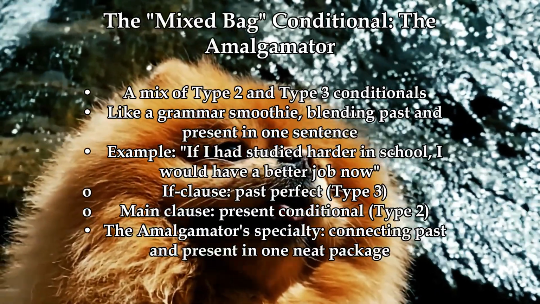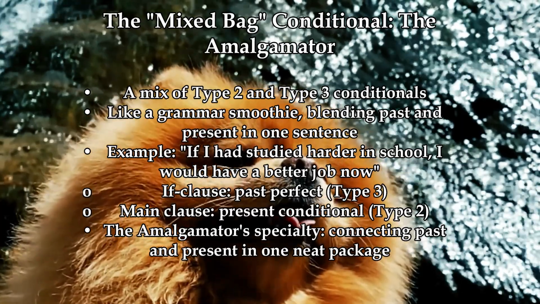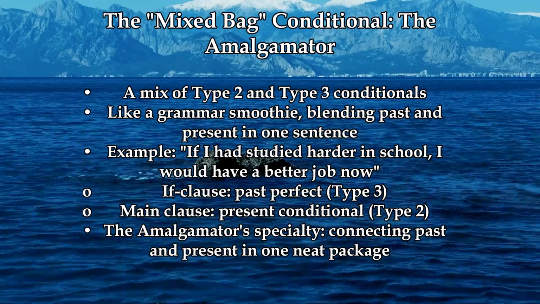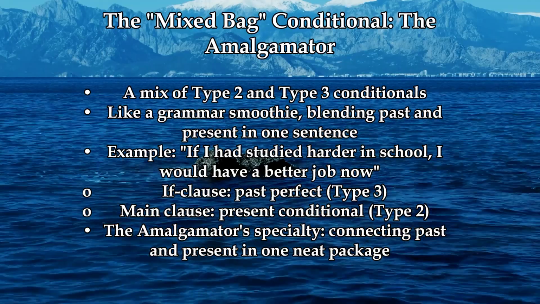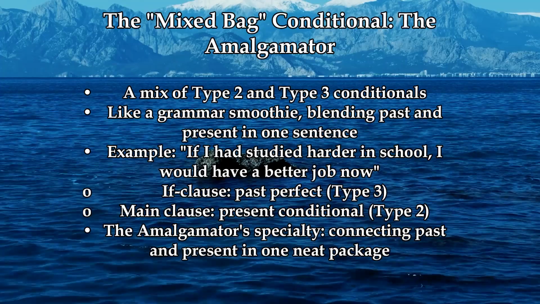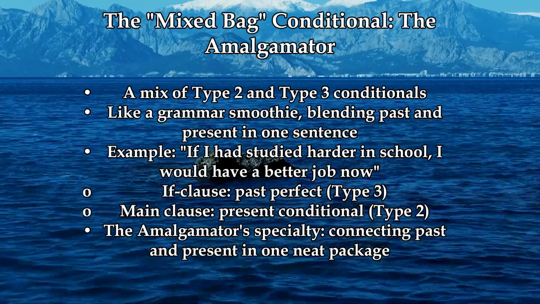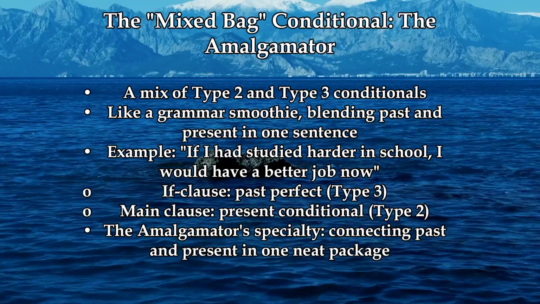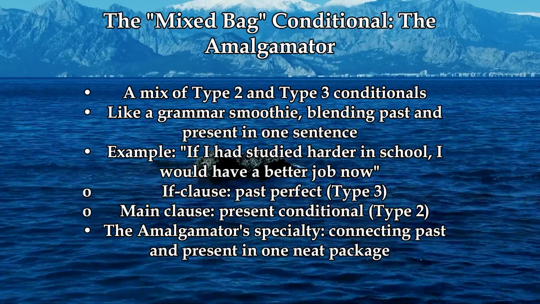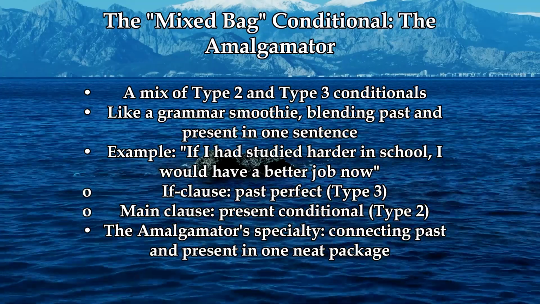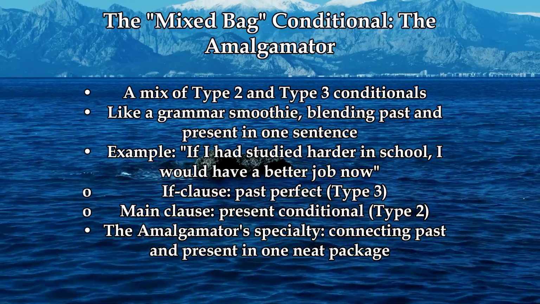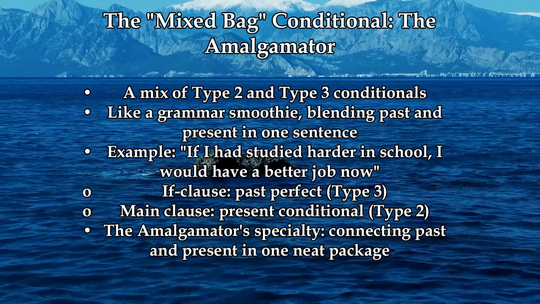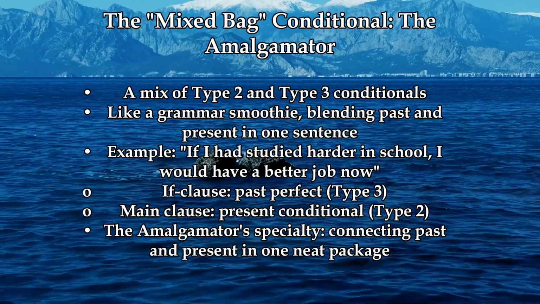The mixed bag conditional, the amalgamator. Sometimes you might come across a conditional sentence that's a mix of type 2 and type 3. It's like a grammar smoothie, blending the past and the present in one delicious sentence. For example, if I had studied harder in school, I would have a better job now. In this sentence, the if clause is in the past perfect, type 3, while the main clause is in the present conditional, type 2. It's the amalgamator's specialty, connecting the past and the present in one neat package.